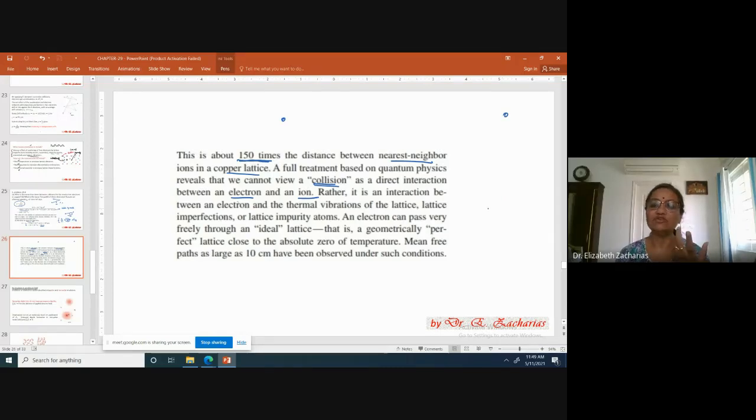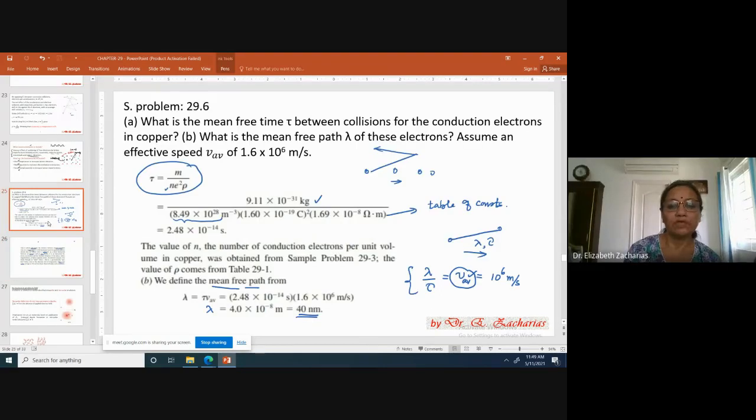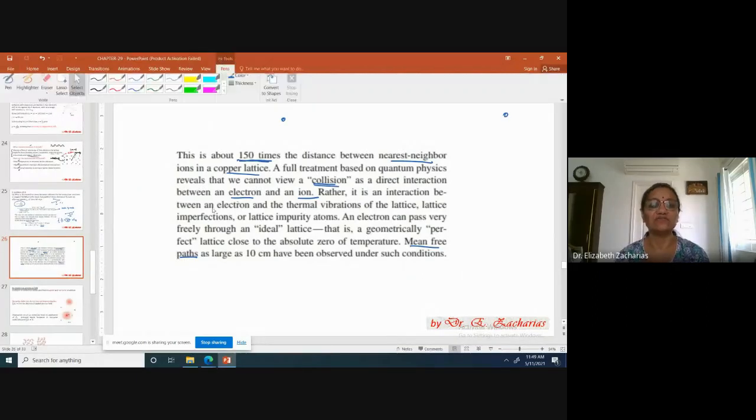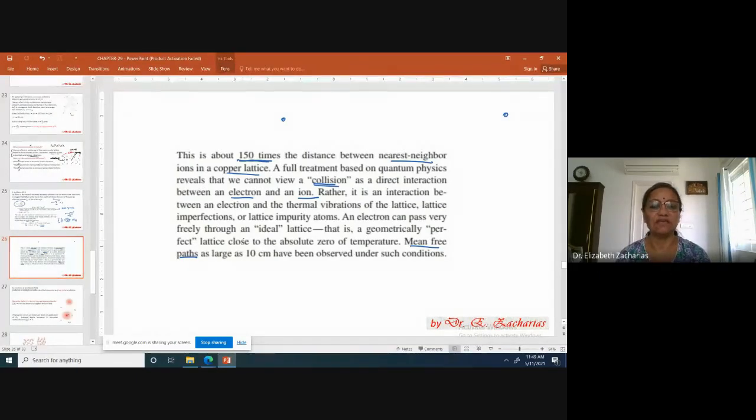And then he also says that this mean free path, which you just saw, is 10 to the power of minus 8 meters for copper. In some materials, it can even be as high as 10 centimeters. And when will it be 10 centimeters? It can become 10 centimeters when the material is as close as possible to a pure metal.